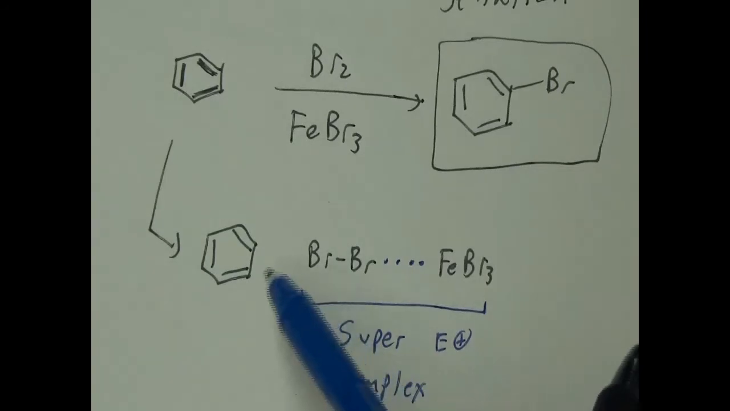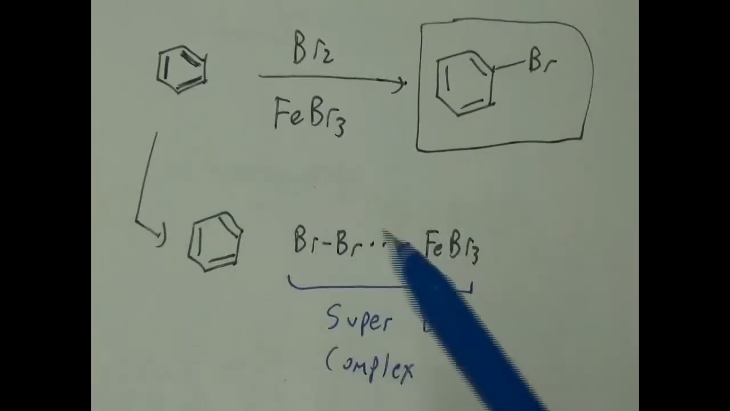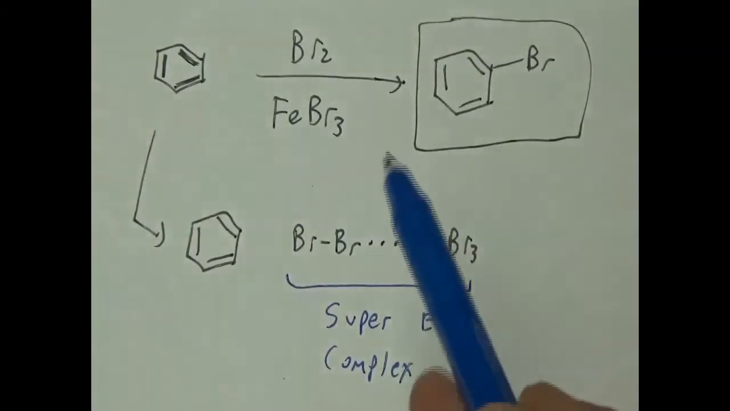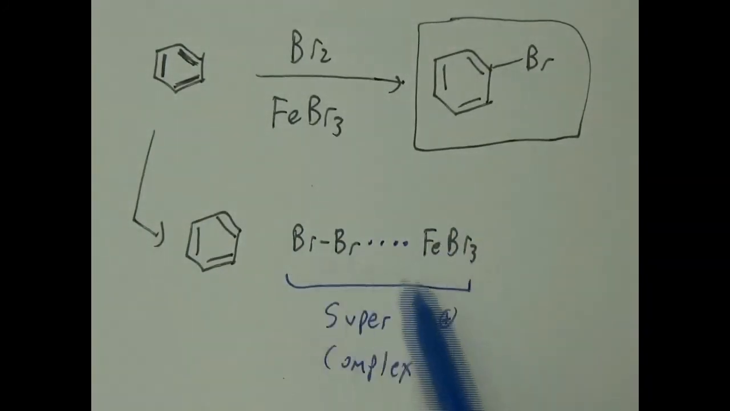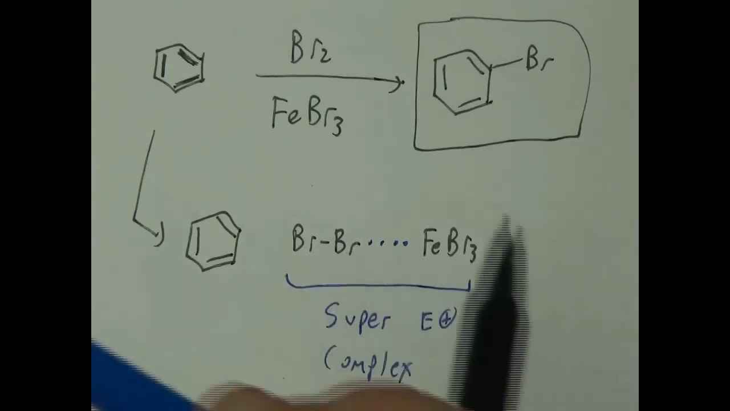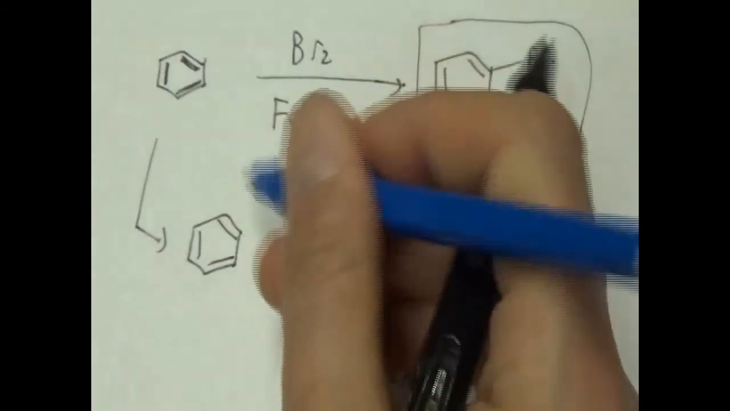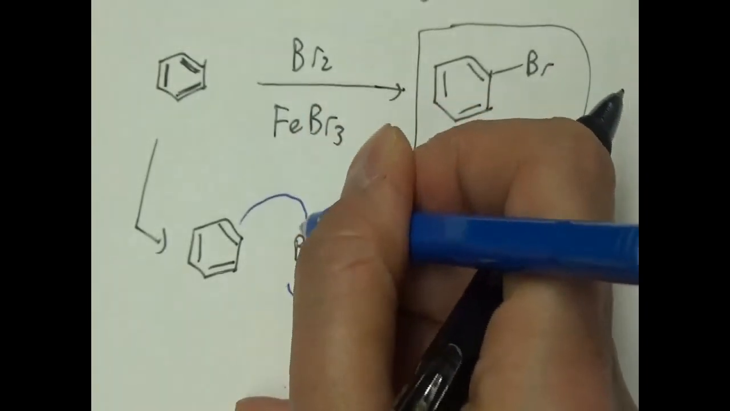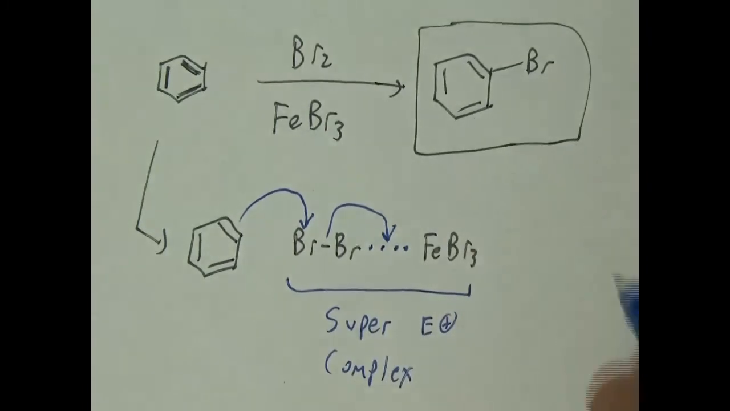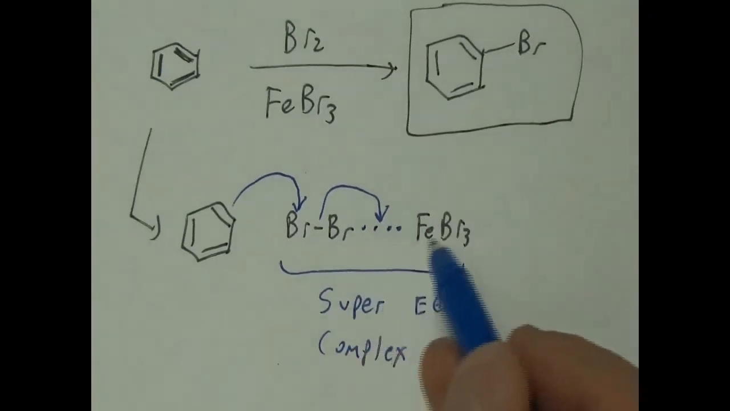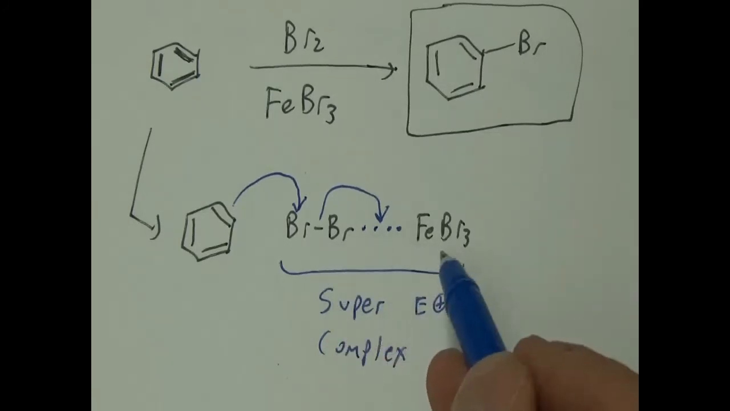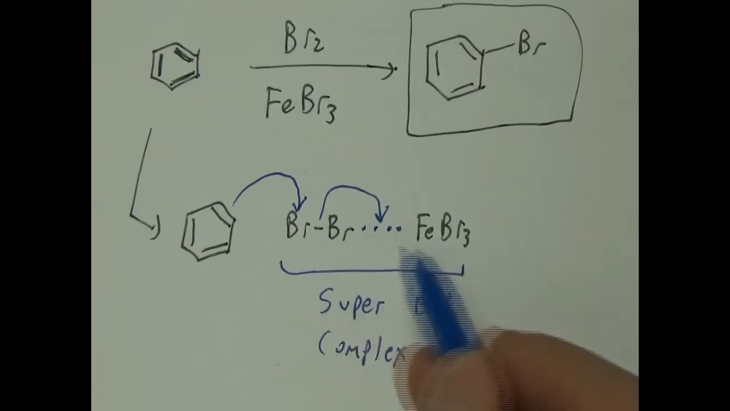So what was the first step? We just learned it. Last slide, right? Last page. The benzene just attacks. And it only attacks because it's a super electrophile complex. This stuff is kind of interacting with iron tribromide. So, sort of like this, the double bond attacks. Then this jumps to make essentially FeBr4 minus, right? You had 3, now you have 4.